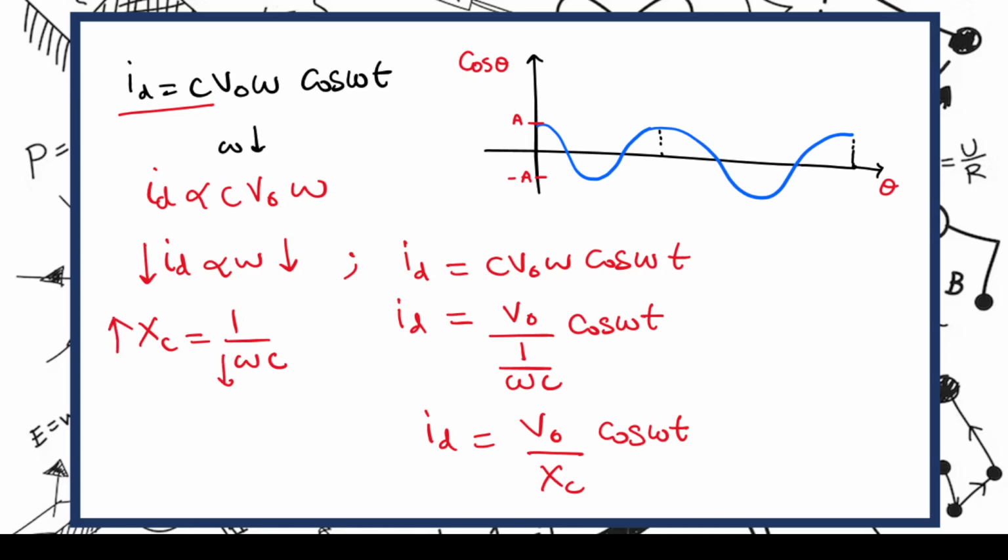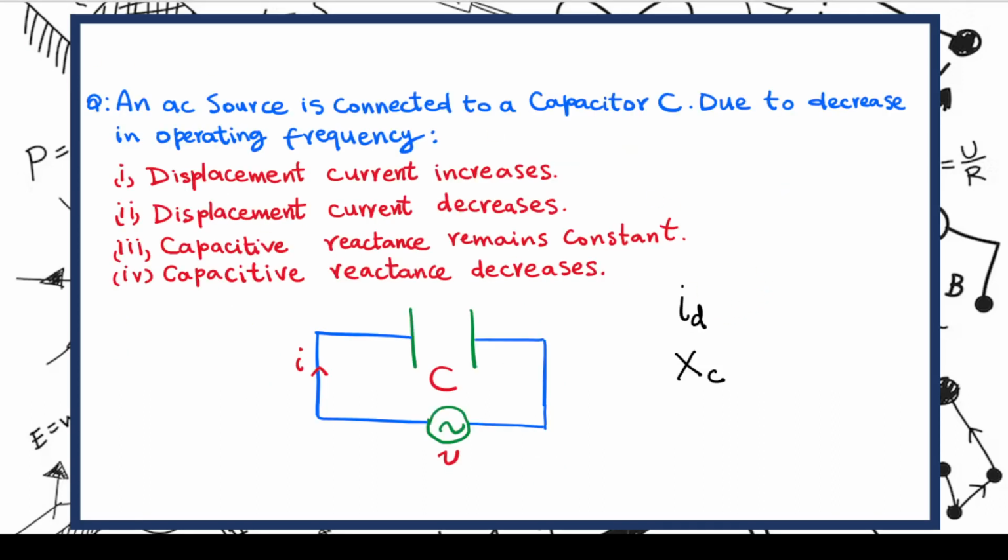Coming back to our options, what we learned is that ID is directly proportional to omega and XC is inversely proportional to frequency. So when frequency decreases, ID will definitely decrease. But in the case of XC, the reverse will happen. When this term decreases, XC will increase. There is no such option where XC increases. It is said that it remains constant or it decreases. So these two options are not correct. Since displacement current is proportional to frequency, decreasing frequency decreases displacement current. So option 2 is the right option. Hope you understand this.